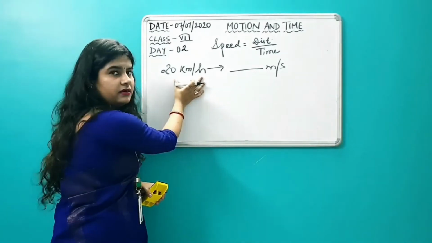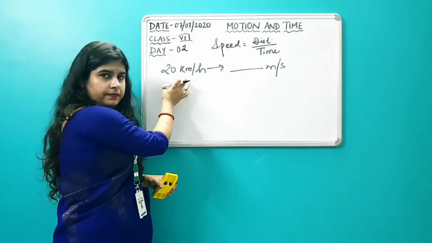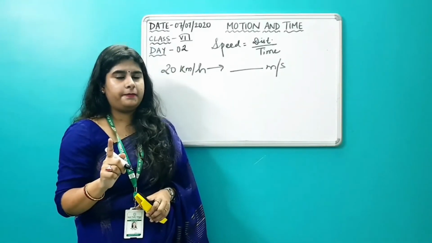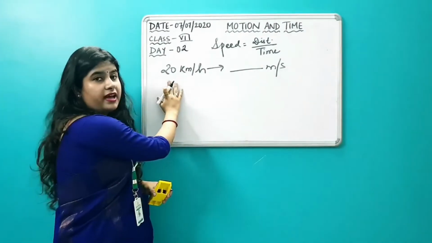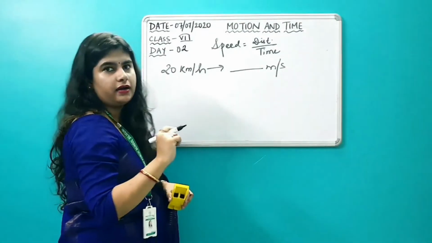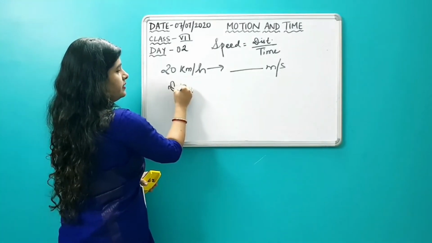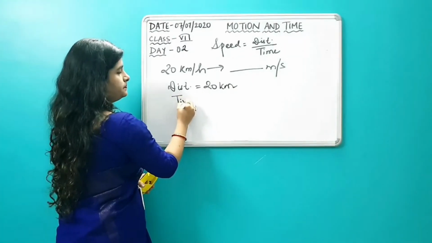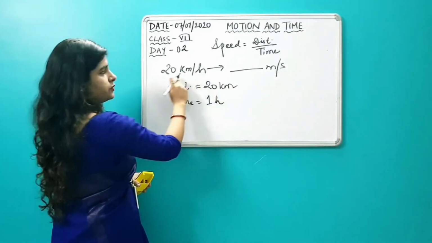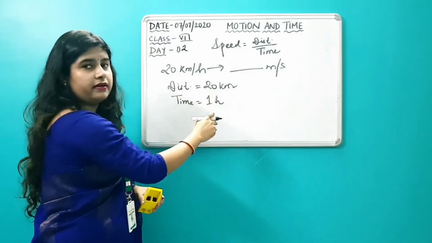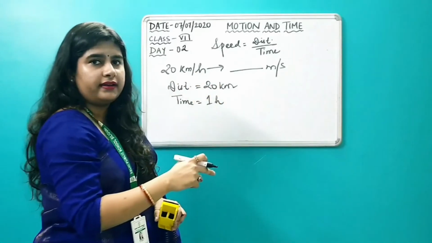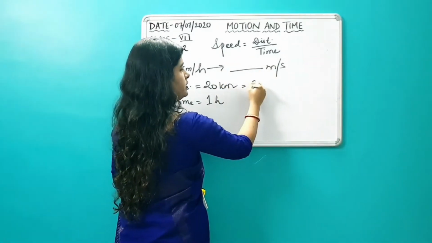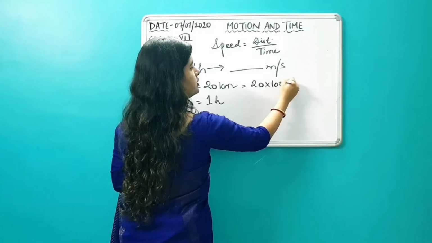This is my speed. That means 20 kilometer is the distance in how many hours? 1 hour. An object is traveling 20 kilometer in 1 hour. So the distance is 20 kilometer and the time is 1 hour. Now let me change the units one by one. Distance is in kilometer, I will convert it to meter. So 20 kilometer means 20 into 1000 meter.